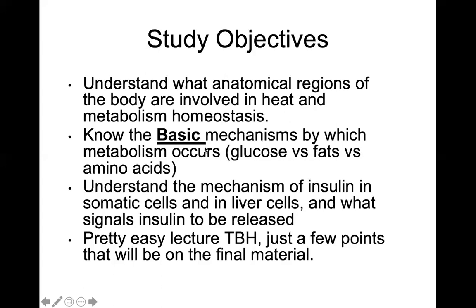You don't need to know all the enzymes or anything like that, but just how glucose is handled in the body. Okay, understand the mechanism by which insulin is secreted. One, what signals for insulin release in the body, and two, what action insulin actually has, because we know insulin lowers blood glucose, but how does it do it? We need to figure that out.